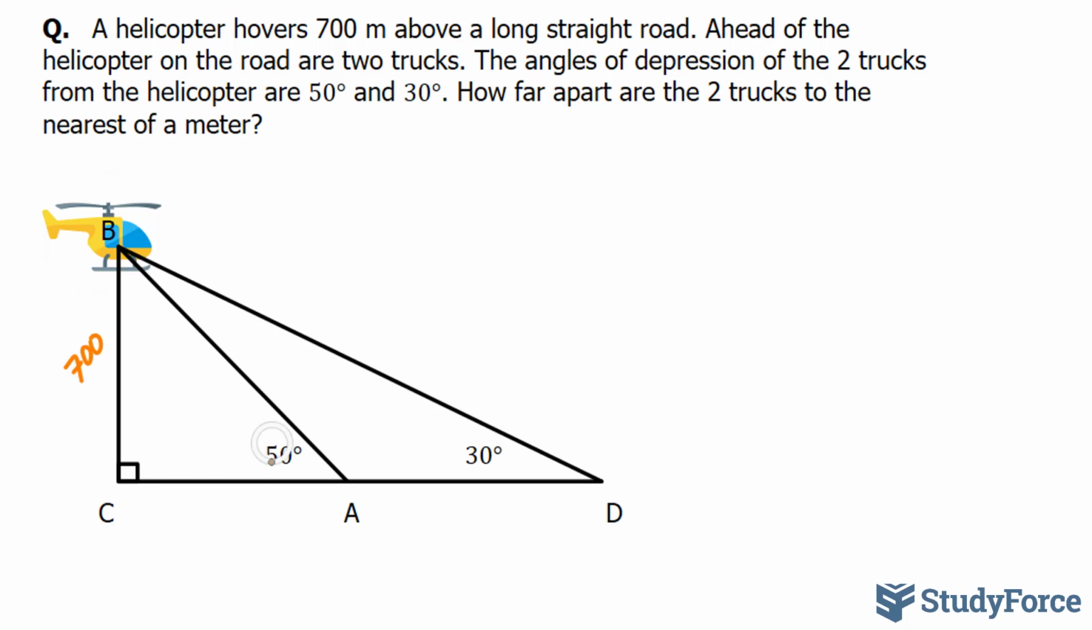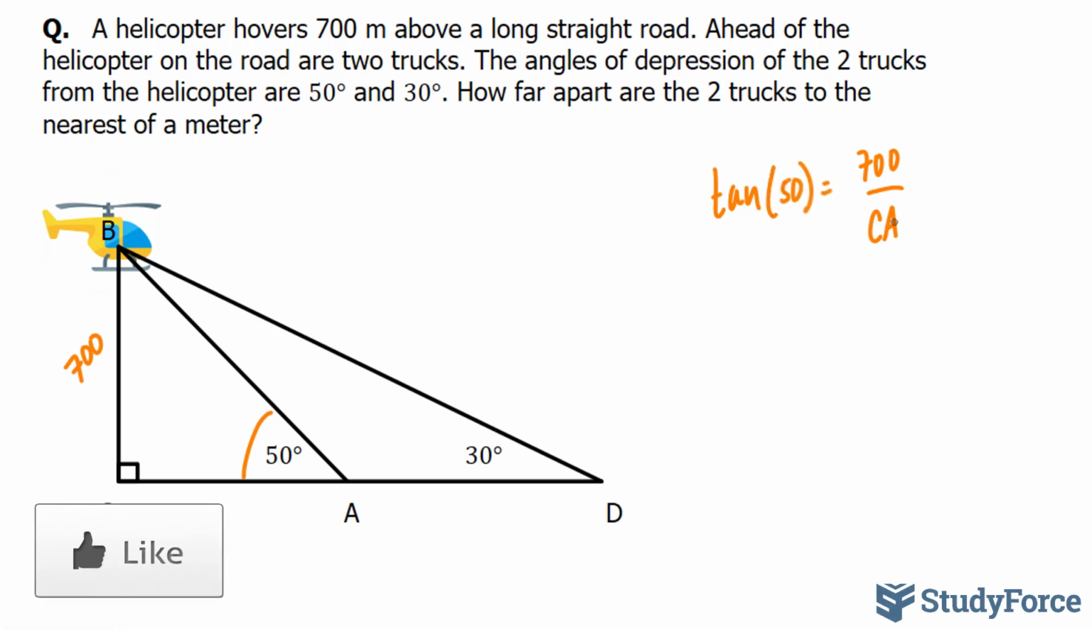Namely, if we take 50 degrees as our reference angle, we're looking for the adjacent. We have the opposite and we're looking for the adjacent and we have an angle. So that means we can use tangent. Tangent of angle A is equal to 700 over the distance between C and A. And of course, we would replace this A with 50 degrees. So let's go ahead and do that.